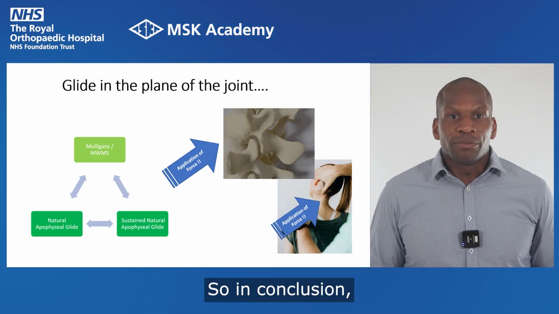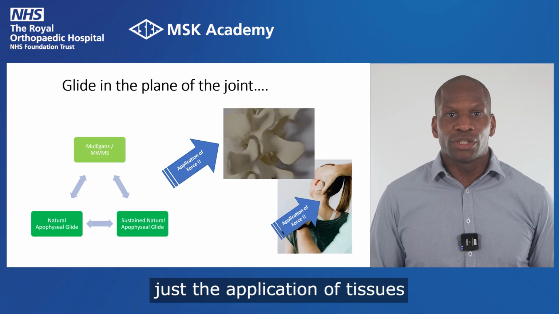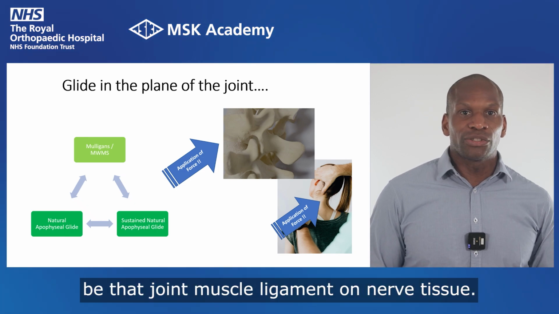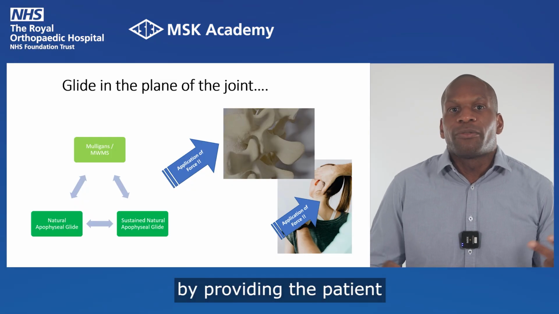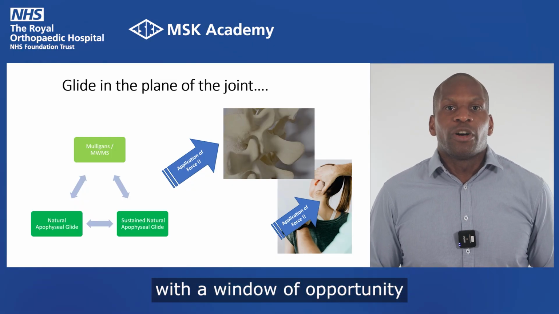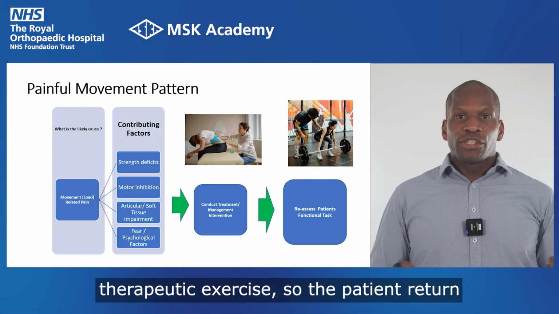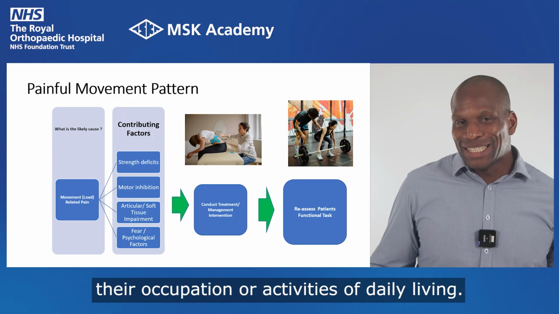So in conclusion, manual therapy is fundamentally just the application of force to tissues, be that joint, muscle, ligament, or nerve tissue. It's used to improve functional movement by providing the patient with a window of opportunity to undertake therapeutic exercise so that the patient can return back to their sport, their occupation, or activities of daily living.